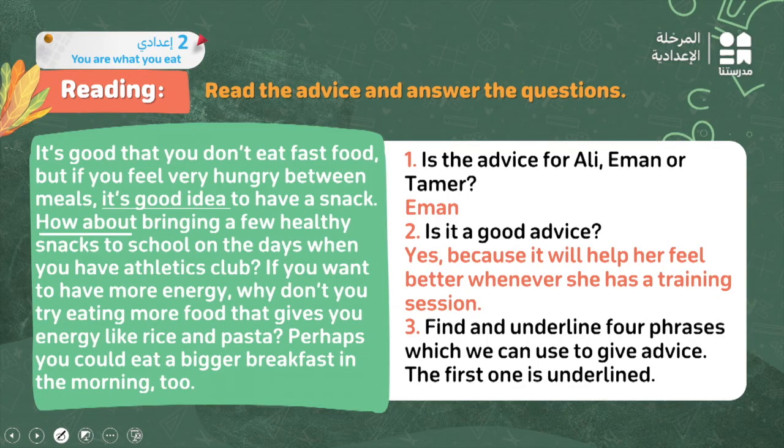Then the third one is why don't you or why don't we. This is another way of making suggestions. Why don't you try some healthy food, for example. It's always followed by a question mark, and how about also ends with a question mark. And then for the last phrase, perhaps you could eat a bigger breakfast in the morning too. So perhaps you could is the fourth phrase or way of giving advice.